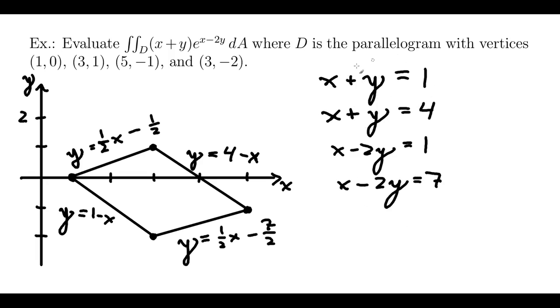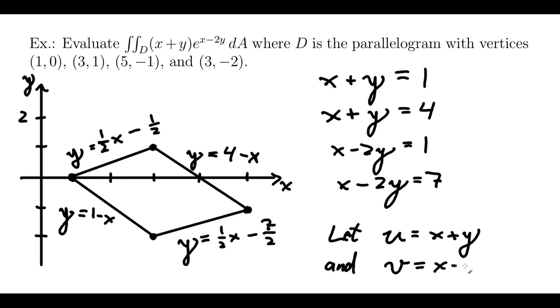So this structure here, seeing these repeated patterns, suggests that we let u equal x plus y, and let v, there's nothing special about u and v, you can pick whatever variables you want, let v equal x minus 2y. You see why? Because if we do this substitution, these equations become u equals 1, u equals 4, v equals 1, and v equals 7. And those are much nicer.